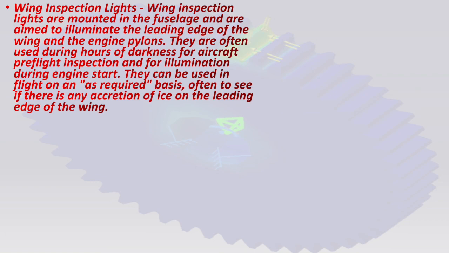The next one is wing inspection light. Wing inspection lights are mounted in the fuselage and are aimed to illuminate the leading edge of the wing and the engine pylons. They are often used during hours of darkness for aircraft pre-flight inspection and for illumination during engine start. They can be used in flight on an as-required basis to see if there is any accretion of ice on the leading edge of the wing.